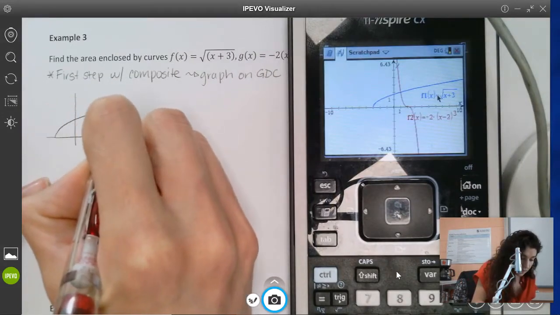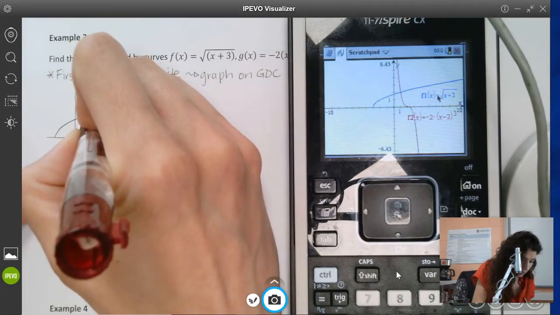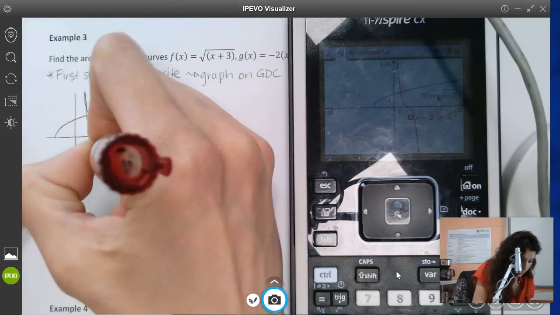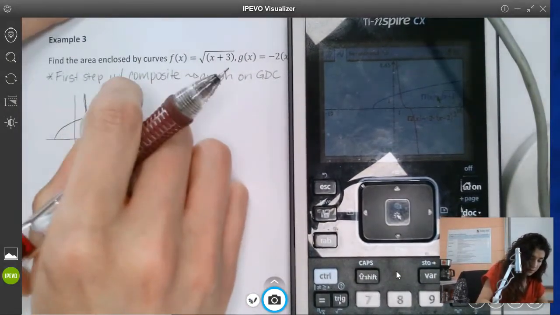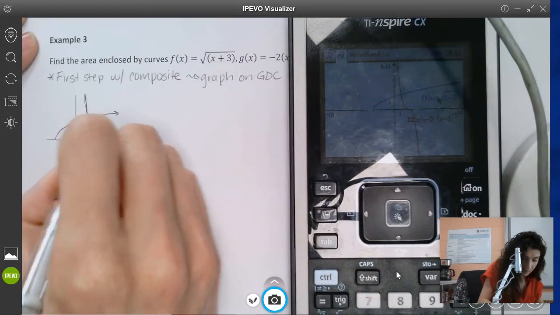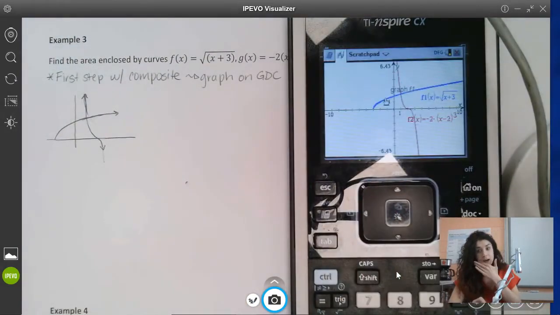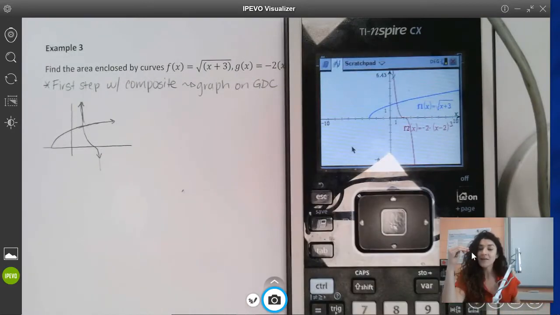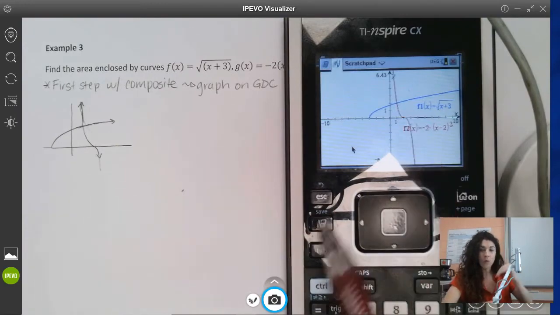So we've got a square root graph that looks like this, and a cubic graph that looks something like that. And so if we're trying to find the area bounded by these two graphs and the x-axis, we're talking about where that shading would agree.